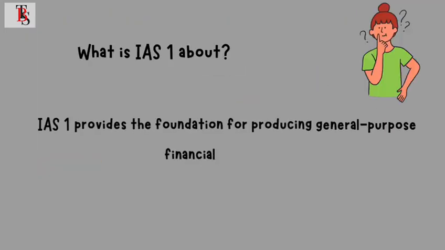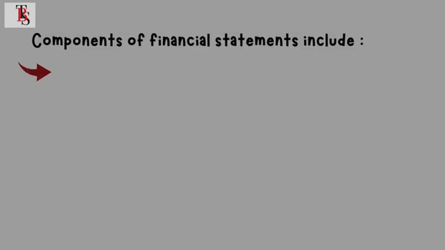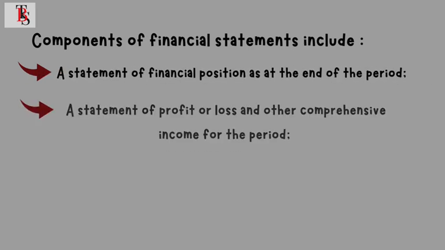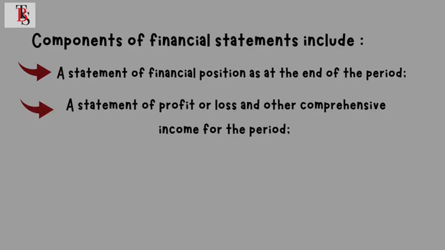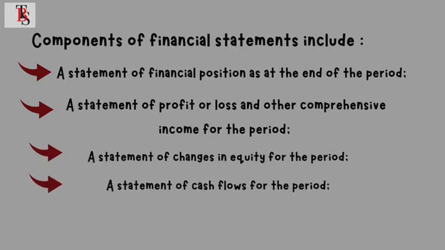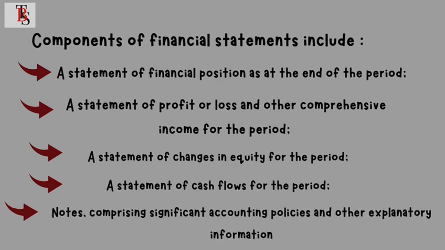IAS 1 provides the foundation for producing general-purpose financial statements. By requiring a particular structure and set of guidelines, it promotes comparability between various companies and between reporting periods. A complete set of financial statements comprises a statement of financial position at the end of the period, a statement of profit or loss and other comprehensive income for the period, a statement of changes in equity for the period, a statement of cash flows for the period, and notes to the accounts.